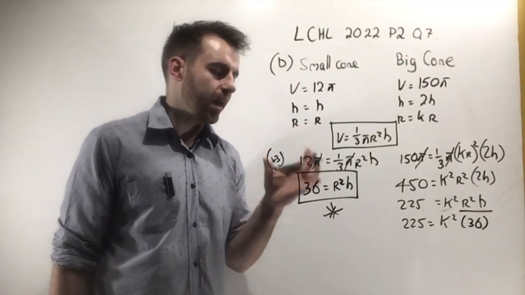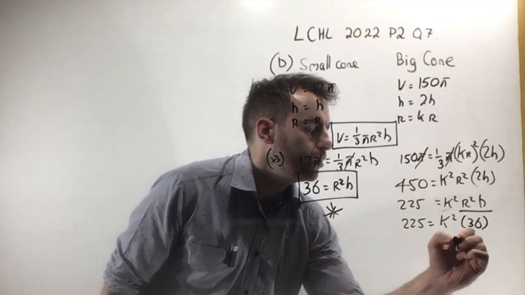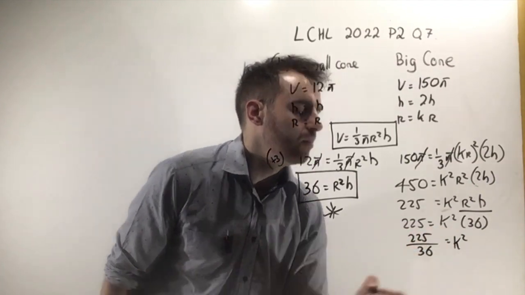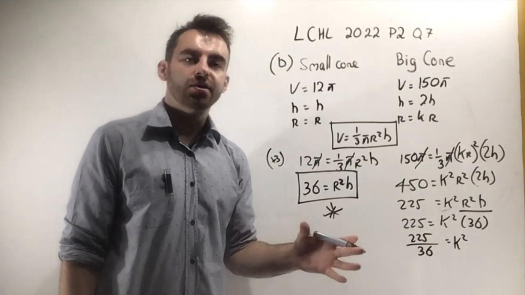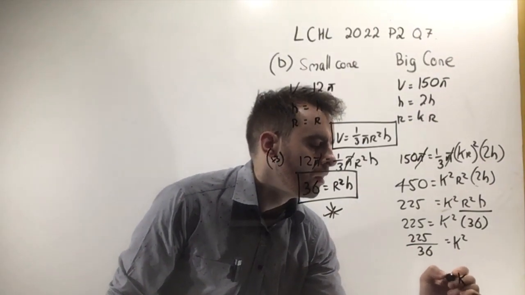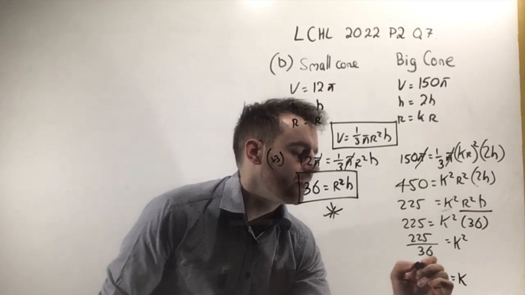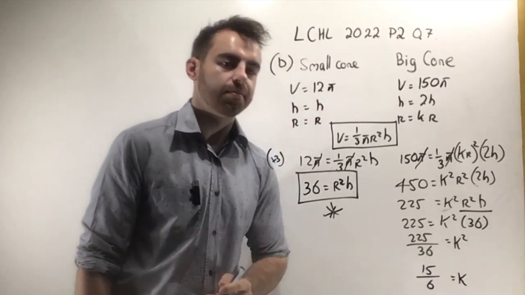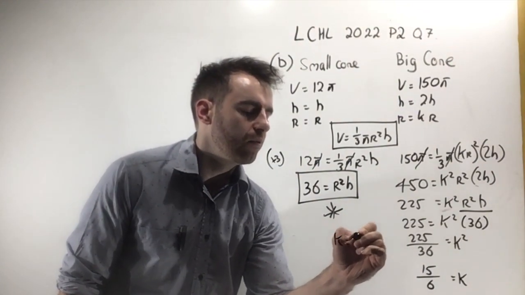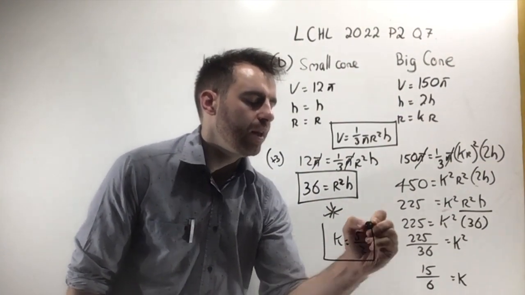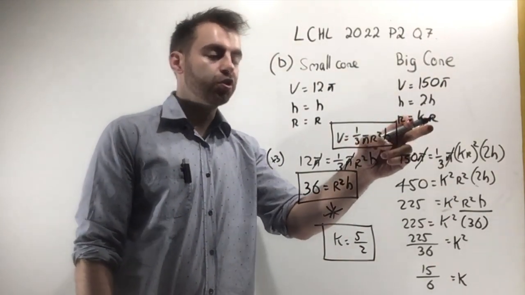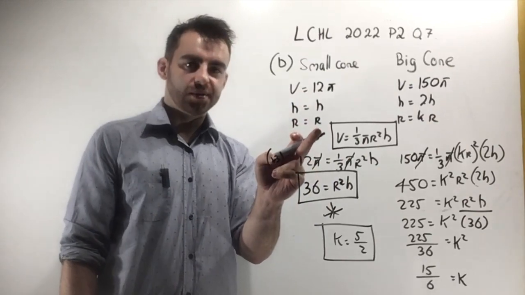Now obviously to get k squared on its own, we divide both sides by 36. And you get k squared is 225 divided by 36. If you know k squared, in order to get k on its own, you simply take the square root of both sides. The square root of 225 over 36 is 15 over 6. And if you plug 15 over 6 into your calculator, it simplifies down to 5 over 2. So your final answer there is k is equal to 5 over 2. In other words, the radius of the big cone is 2.5 times the radius of the small cone.